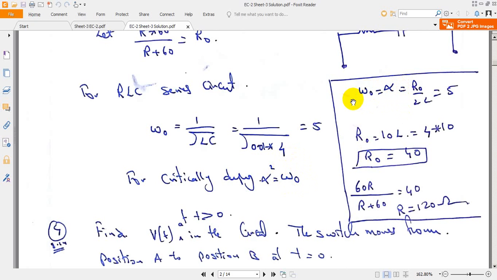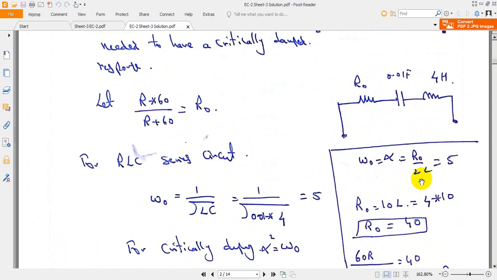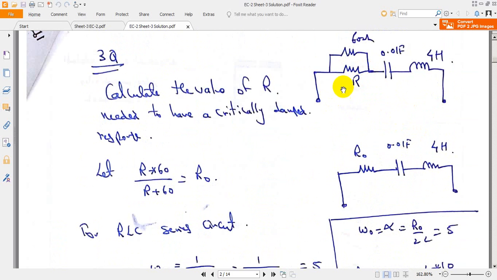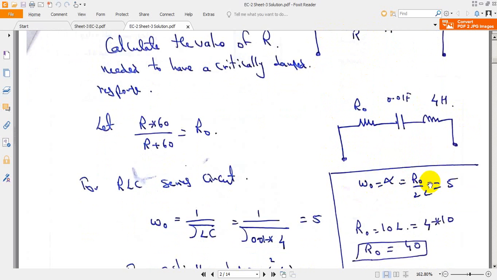What is the value of omega naught or alpha for a critically damped condition? Alpha value for an RLC series circuit is equal to R naught by 2L. Is it right? But we don't know the R value. To identify the R value, we will represent the complete circuit with an equivalent value of R naught.